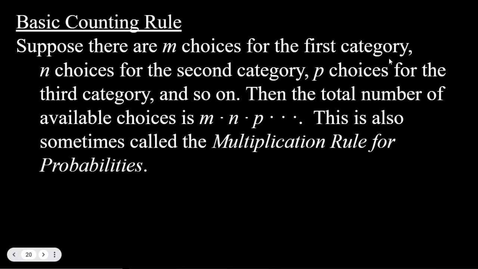The basic counting rule. Suppose there are m number of choices for the first category and n number of choices for the second category, p number of choices for the third category, and so on. Then the total number of available choices is m times n times p times whatever other options that we have. This is also sometimes called the multiplication rule for probabilities.